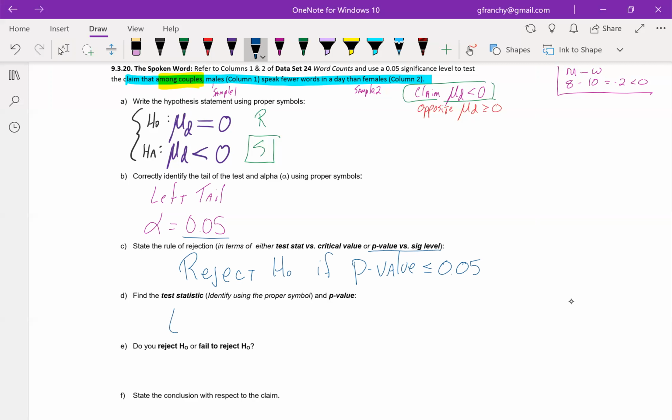Now our test statistic is going to be t. If you didn't know that, that's fine. StatDisk will tell us what distribution we're using, which will let us know which letter or symbol we should use for our test statistic. And again, I'm lining up my p-value directly underneath the p-value and the 0.05 above it in the rule of rejection. So now I'm going to head on over to StatDisk.